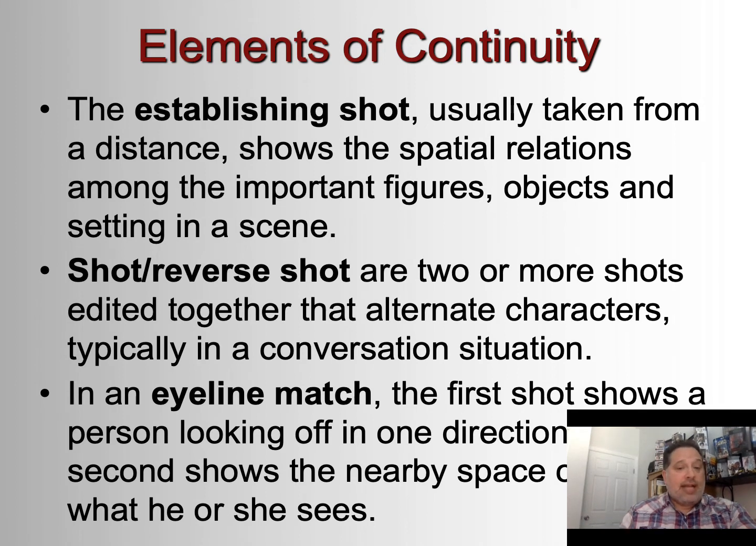Shot reverse shot: two or more shots edited together that alternate characters, typically in a conversation situation. This is very, very common, especially in TV, right? And we'll look at examples of these in just a second here. And then an eyeline match. So let's look at some examples of those. In an eyeline match, the first shot shows a person looking off in one direction, and the second shot shows the nearby space, sometimes a faraway space, of what that person is looking at.